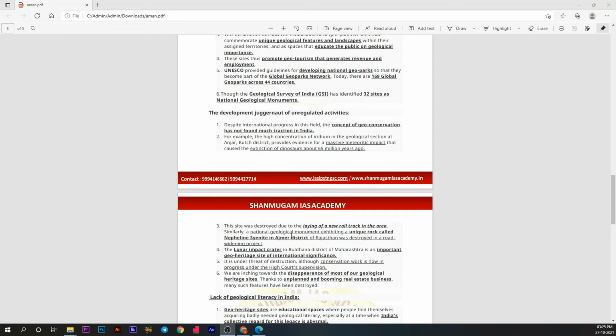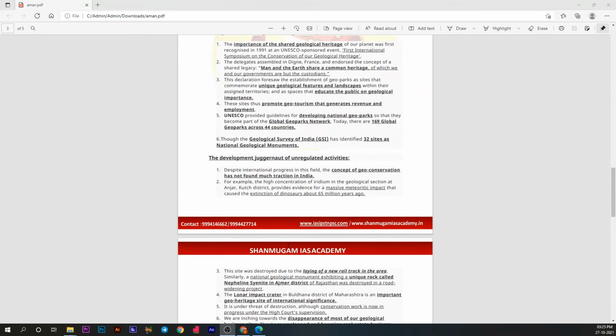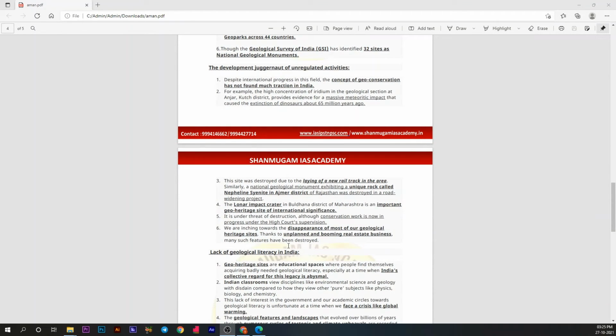We need so much awareness and education to conserve our geological heritage sites and geoparks, as we have seen in UNESCO's event in 1991. The Lonar impact crater, the Lonar lake in Maharashtra that I have told you about, is also a geological heritage site, and it is also under the threat of destruction. Conservation work has now been taken up, under the High Court's supervision.